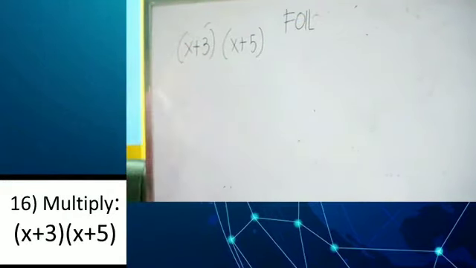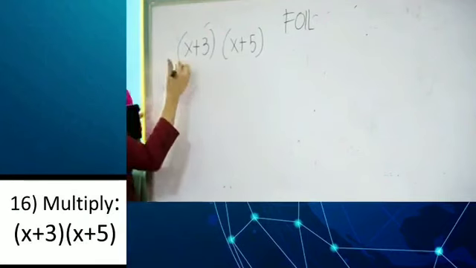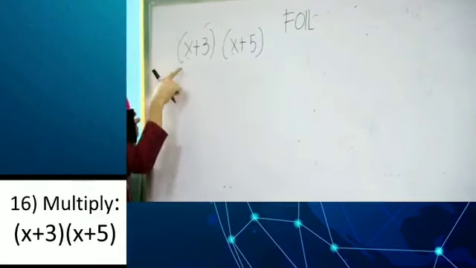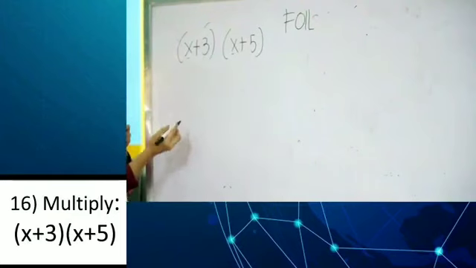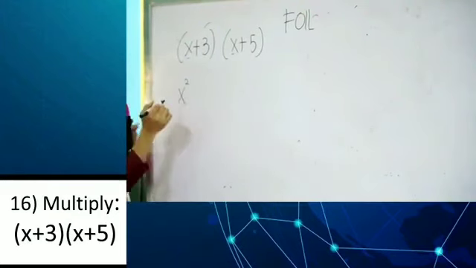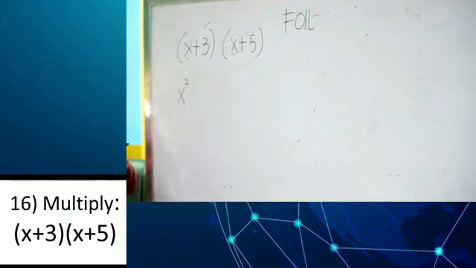Okay, so F is first terms. So, ano yung mga first terms dito? So, x and x. So, multiply nyo lang yan. So, x times x, x squared. So, pag nag-multiply kayo ng variables, just add the exponents.